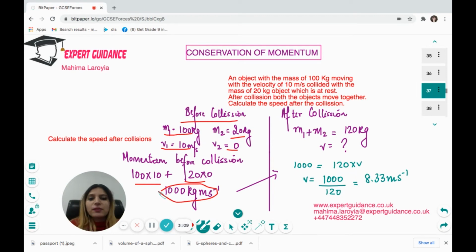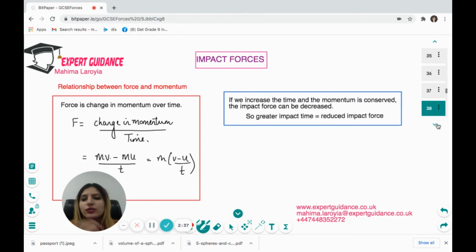Now, after the collision, they both stick together and move together. So the total mass now would be 120 kg, 100 plus 20, but we don't know the new velocity. So let us take that as V. The momentum after the collision would be 120 times V, which should be equal to the momentum before the collision, which is 1000. So V would be 1000 over 120, which is 8.33 meters per second. This is how we do these questions, where you calculate the momentum before the collision and after the collision and use them to find the unknown velocity.